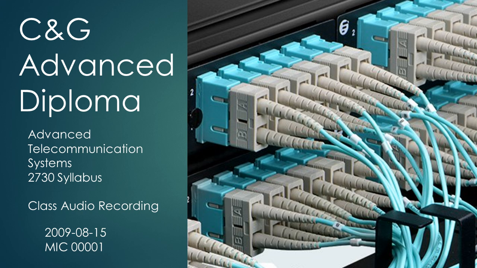Frame size. Fiber channel variable, 0 to 2 kilobytes. Gigabit Ethernet variable, 0 to 1.5 kilobytes. ATM is fixed, 53 bytes. Not kilo, remember. ATM cell is 53 bytes long.